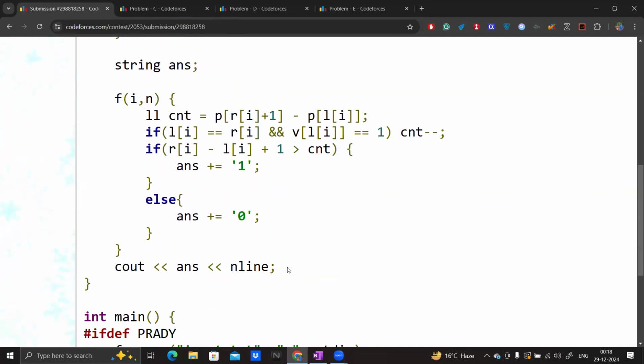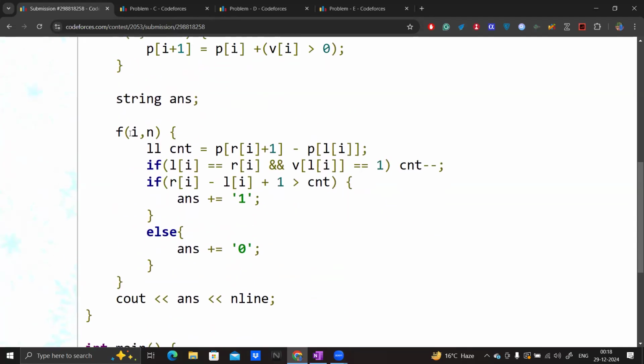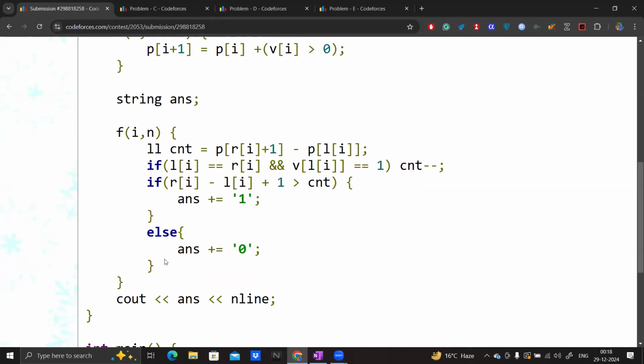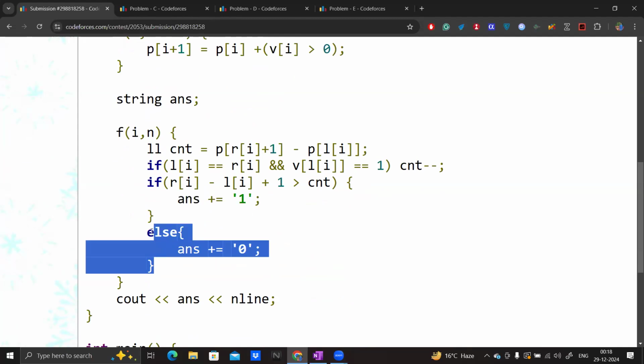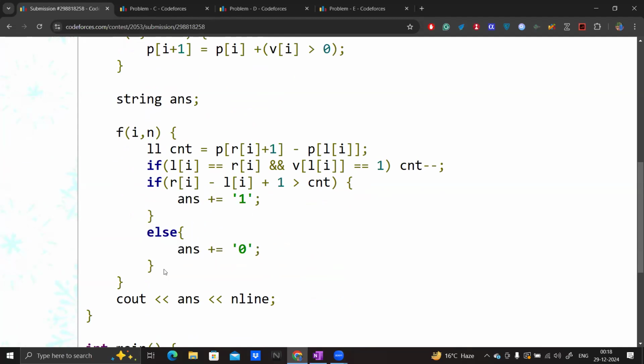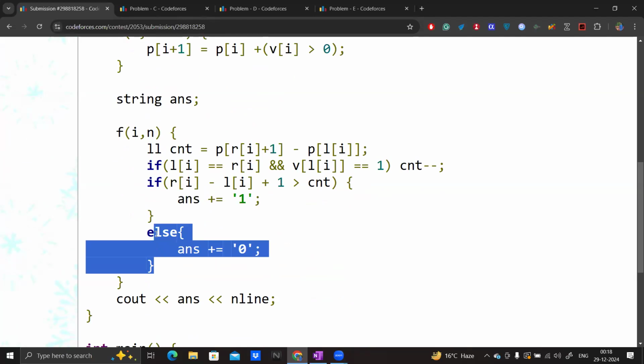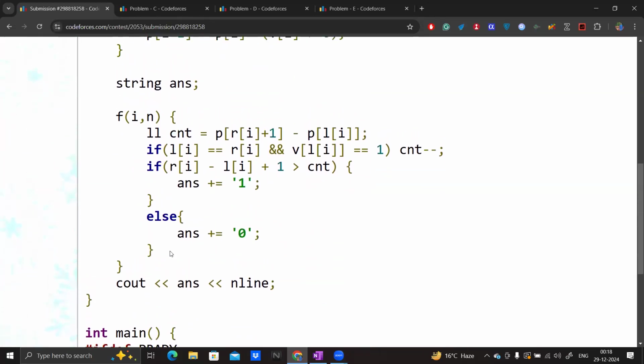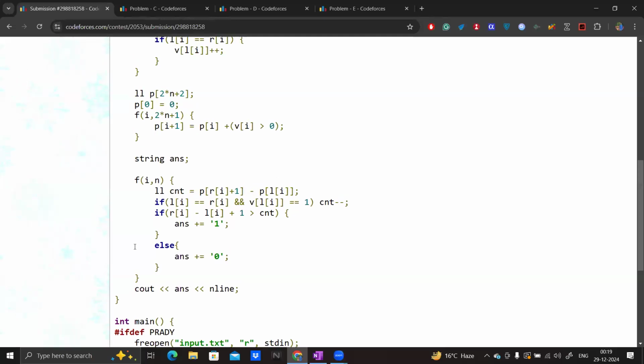Then I'll just print the answer. I iterate over all the elements. Actually, this implementation is very clumsy. It is not exactly what I have explained, but this is what struck me in the contest, so I just typed it. This is not the same as what I taught, so just ignore this for now.